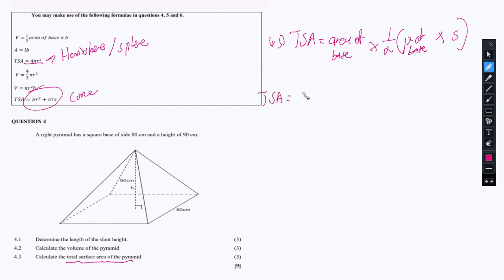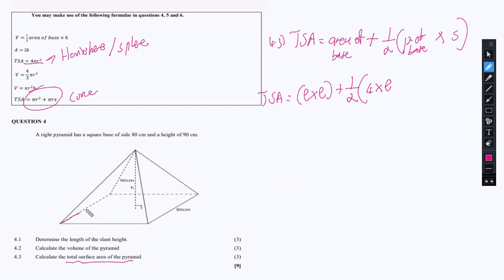Then what is the area of the base? Area of the base, again, will be length multiplied by length. Then we have plus, this is supposed to be plus, not times. So plus half perimeter of the base. Perimeter of the base will be 4 multiplied by the length because the base is a square.